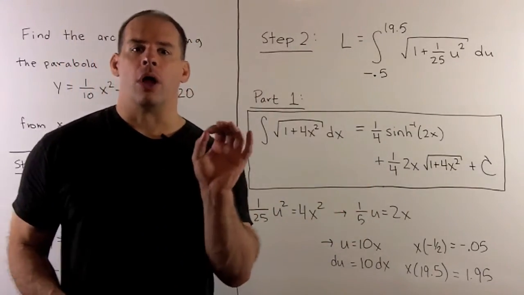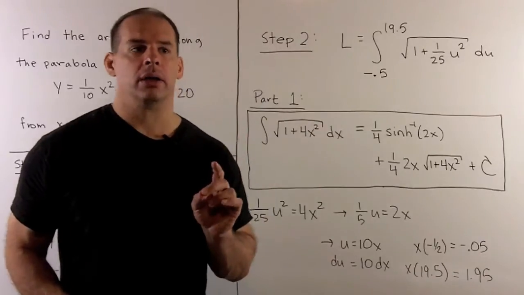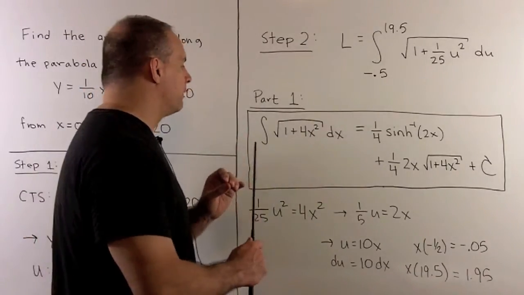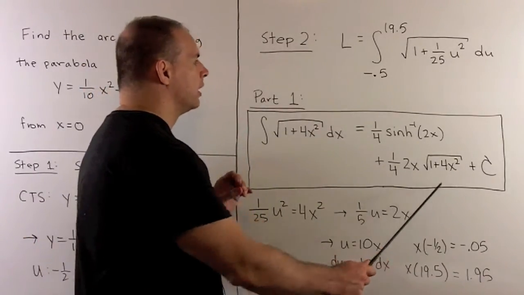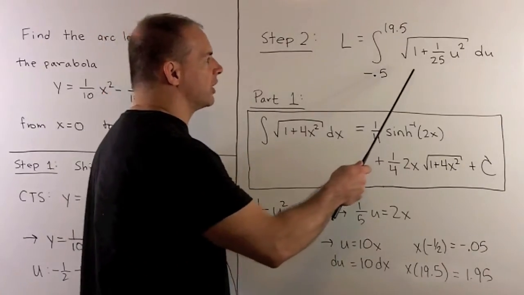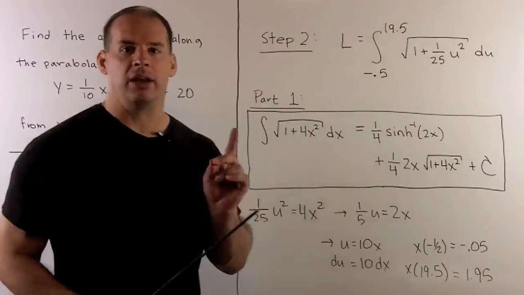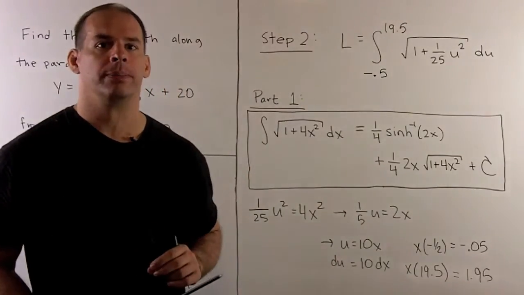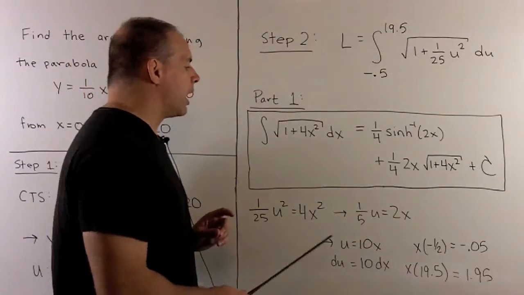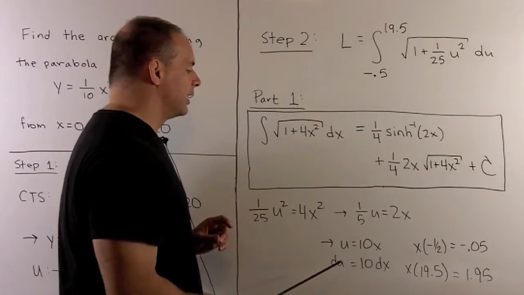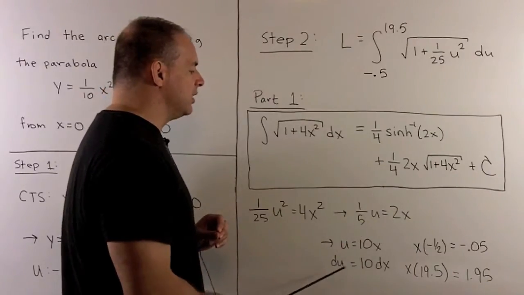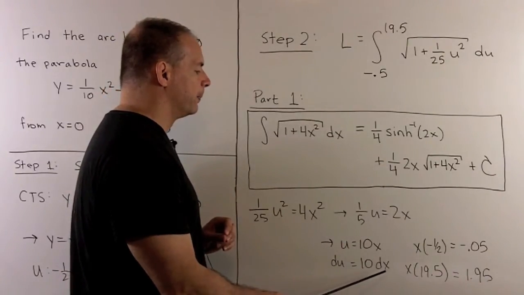Now, all the heavy lifting is done in part 1. All of our work went into finding this antiderivative. So I just want to find a substitution that's going to carry 1/25 u squared to 4x squared. Okay, and here we'll recycle the x variable. So I'll let 1/5 u be equal to 2x, then u is equal to 10x, and du equals 10 dx.